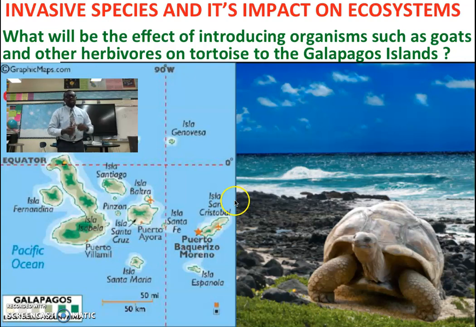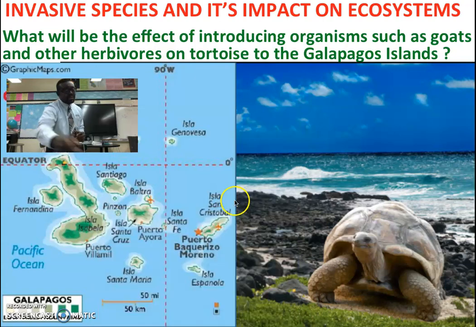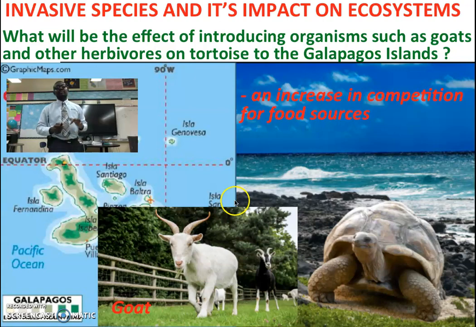All right? So what will be the effect of introduction of organisms such as goats? All right, we have goats. On the Galapagos Island, we have turtles, okay? So turtles, they are herbivores. They eat plants. So what will be the effect of introduction of organisms such as goats on the Galapagos Island? When you introduce goats to the Galapagos Island, what will happen is that the goats, because they are also herbivores, are going to compete. So that will increase competition for food source for the turtles. And that may eventually reduce the population of the turtles. Okay?